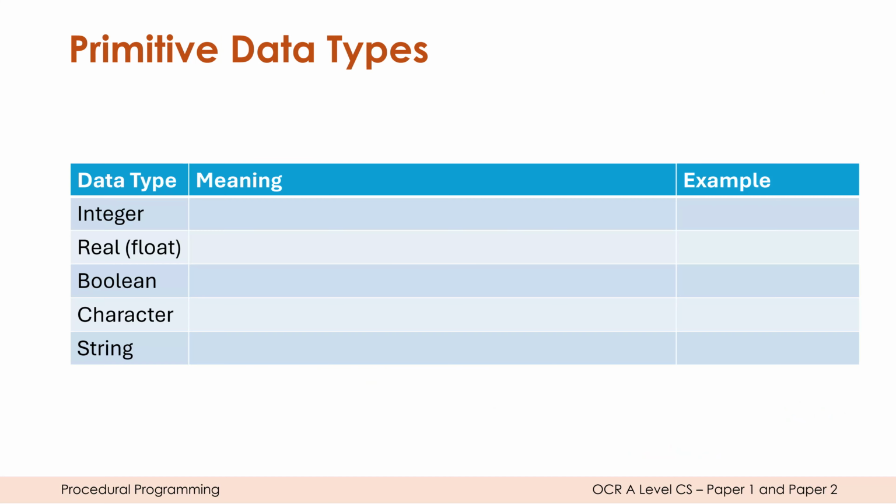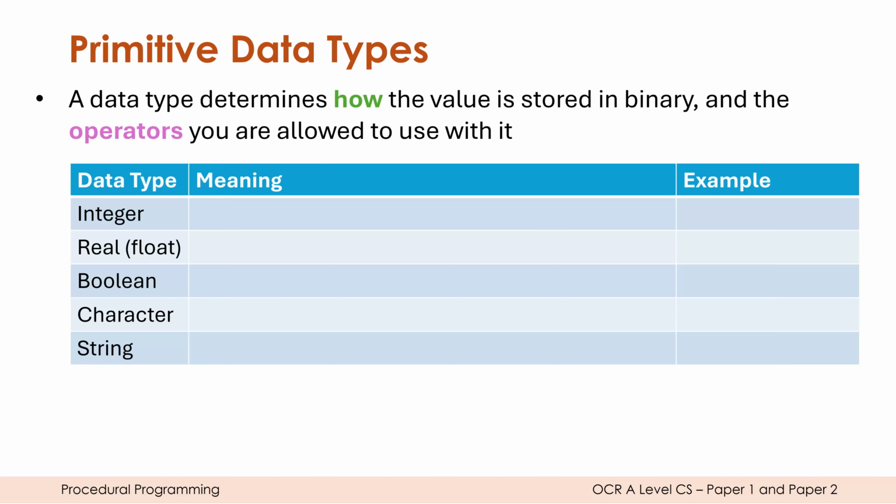And the last thing we'll go through in this video are the data types. These might be described as the primitive data types, and there are 5 you've got to know about: integer, real, boolean, character, and string. Data types are categories for data. They determine how the value gets stored in binary and also the operators you are allowed to use with it. For example, integers and reals might be stored using the kind of binary denary conversions we look at later in the course. Character might be stored using ASCII. Boolean might be stored using either 1 or 0.